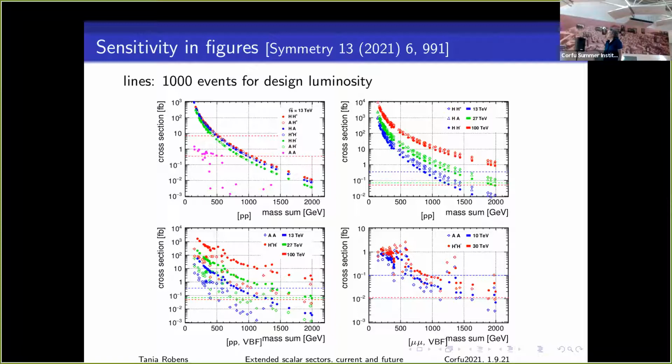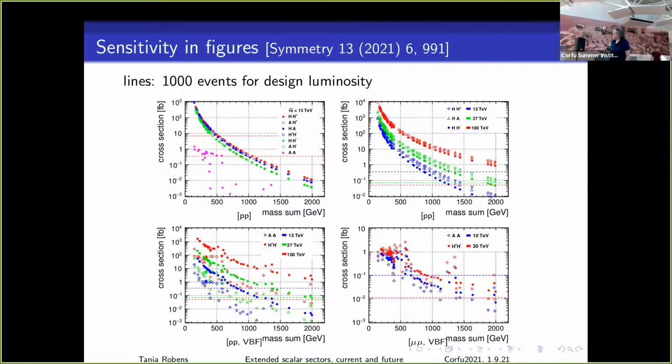And you can again see that, especially for the 100 TeV collider, this would be, in a sense, everything, or at least 1000 events would be produced. Again, this is without the detailed discussion. Now, on the lower left, we ask what happens if we include the VBF type signature here.